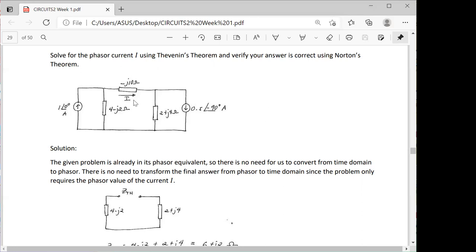But if it is required, of course, you can do that. You can transform the phasor current I, capital I here, to time domain. But in our problem here, it's not required.